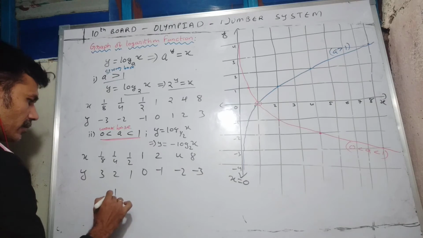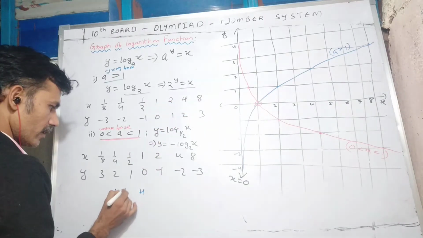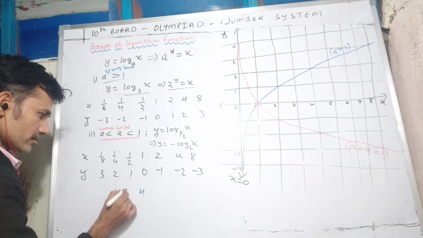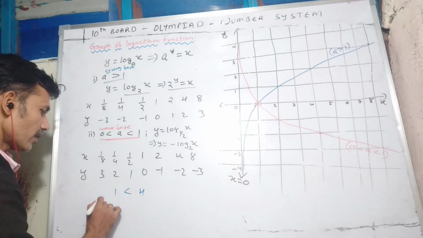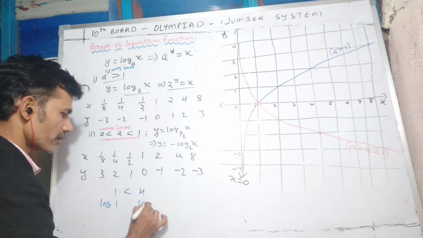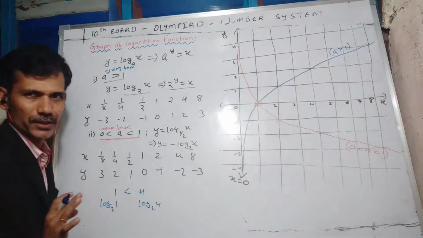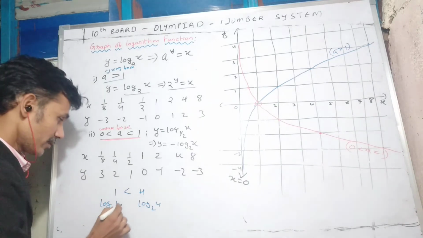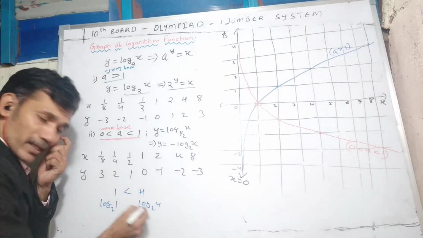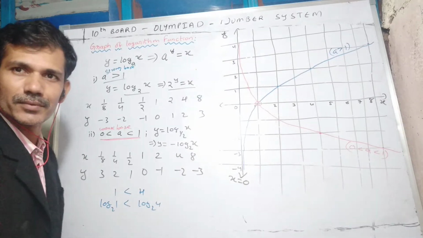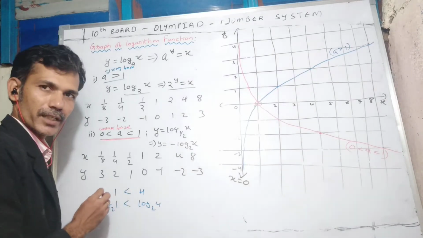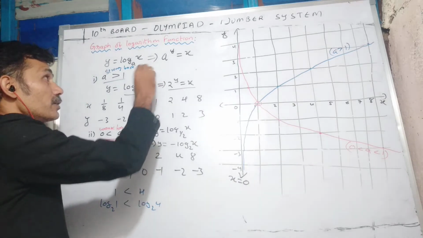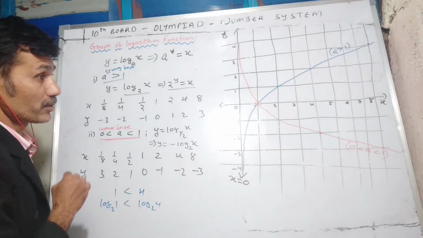Some 2 values you will take, like 1 and 4. Here I'm talking about that strong base. X values, 1 is less than 4, no? Log 1 value you see and log 4 value you see. Log 1 value is 0, that we know. Log 4 value, how much? 2 it is. So 0 is less than a positive number, no? Any 2 values you take, if x is less than y, you need to take values in the domain. First we have to talk about the domain, no?